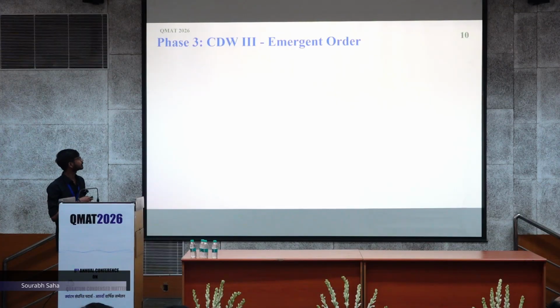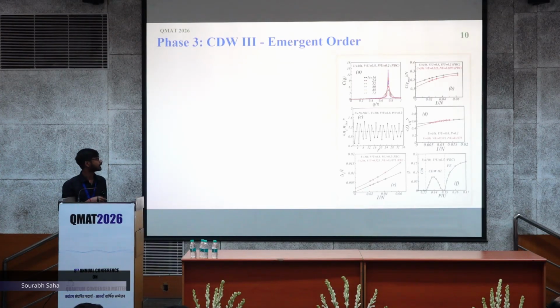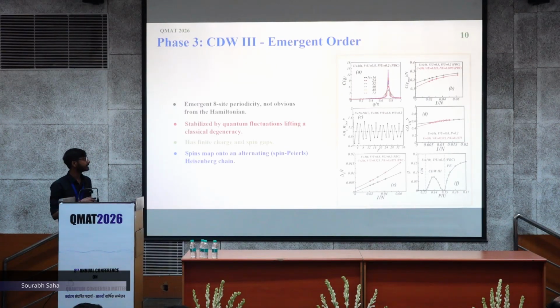Now the last exotic phase in our phase diagram is the charge density wave 3, which is fascinating in the opposite way. Here frustration does not destroy order, it creates a new one. Out of all the competing classical states, quantum fluctuation creates a new long eight-site periodic charge order state. And we can confirm its long-range periodicity from this charge structure factor and also the order parameter. And here the spins on this charge form an alternating spin parallel-like state, which has a very small but finite spin gap.